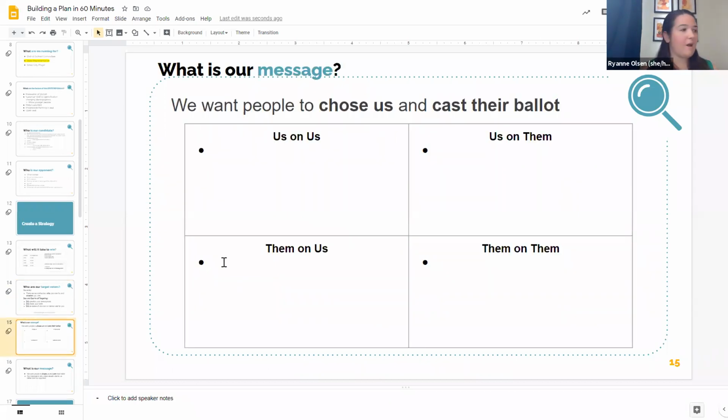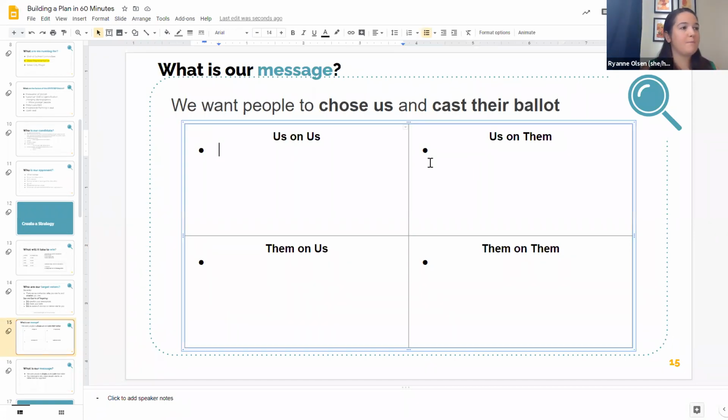Okay. We're about halfway through, so we're going to do this really quickly. This is a message box. Again, for folks who are newer, I recommend you look up a message box or Tully box or something along those lines that helps people create a message. Generally, we'll say the true and wonderful things about us. Our opponent will say the true and wonderful things about themselves. They will say horrible things about us, or maybe not horrible, but things that we don't necessarily think are likely to help us persuade people. And we will say things about them. We would fill this all out and build a message.